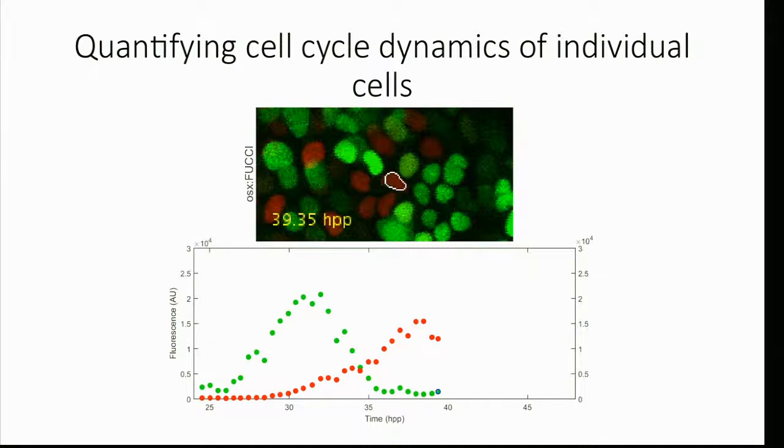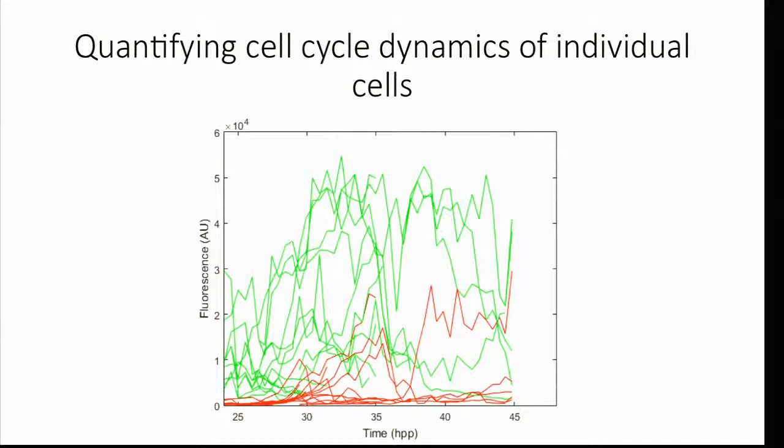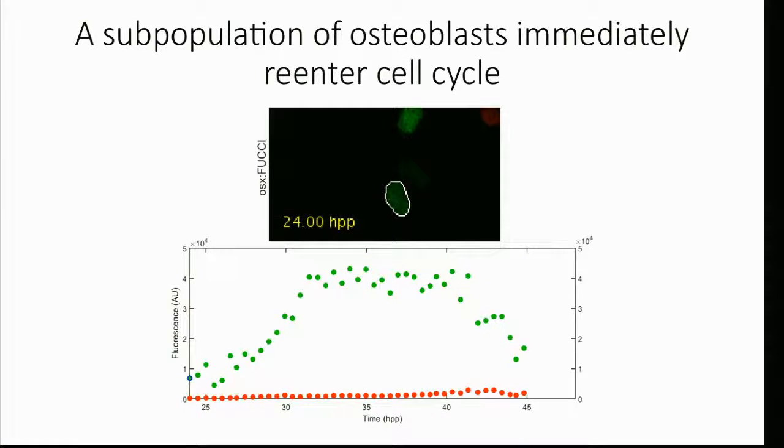So we have a pretty typical transition from S/G2/M after division, accumulation of the G1 protein. And as mentioned, we were able to do this for hundreds of cells. And while this graph may not be particularly helpful, if we dig into some of these individual traces, we can find some really interesting subpopulations of osteoblasts that might help us better understand how regeneration occurs.